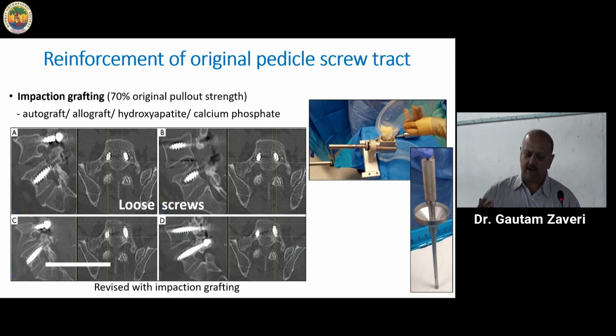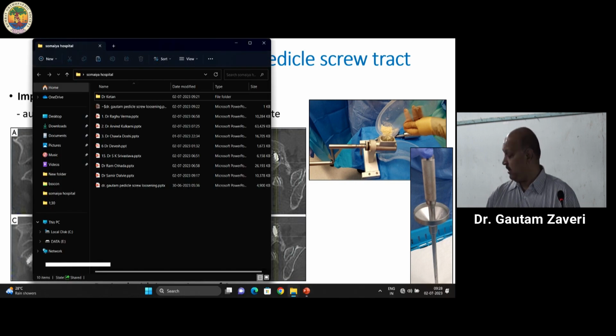Since the good old days, people have been using a variety of different materials. You could use autograft, allograft, or hydroxyapatite. What you do is you put it in a bone mill and make it powdered, like I've shown over here. Then, using a funnel, you pack the entire pedicle screw tract with the bone graft and put your screw in, and it gives you a 70% increase in bone strength. I mean the bone pull-out strength.